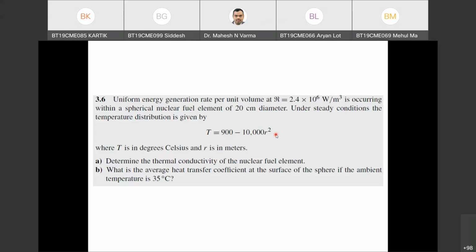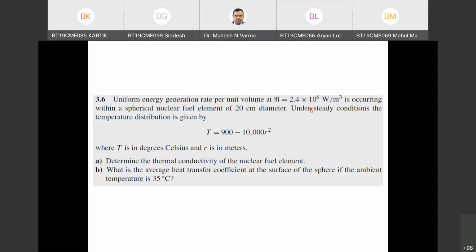Okay. So once we get this, this is the heat generated per unit volume. And this is a nuclear fuel element, not hollow, a spherical ball, 20 centimeter diameter. So what is the volume of nuclear fuel element? 4 by 3 pi r cube. So 20 centimeter is the diameter. You can calculate the volume of the nuclear fuel element multiplied by heat generated per unit volume. So what will you get?